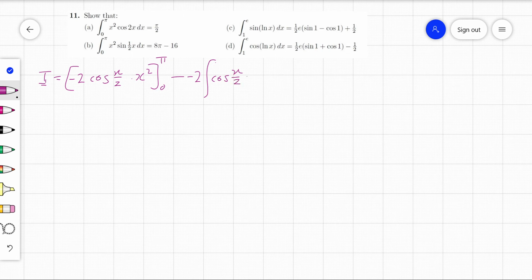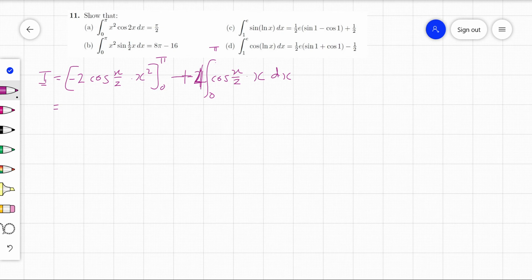So that becomes 2x dx. Because it's 2, I'm going to make that 4 at the front. And it's a minus minus, so that's going to become a plus. Okay, and that's 0 to pi. All right, so let's go back to this one here.